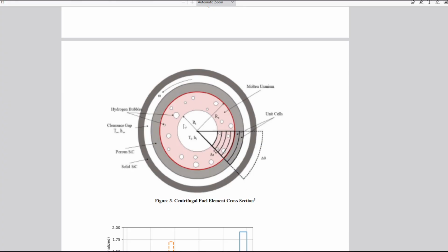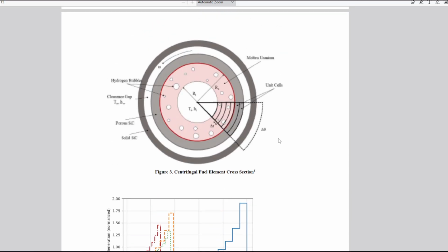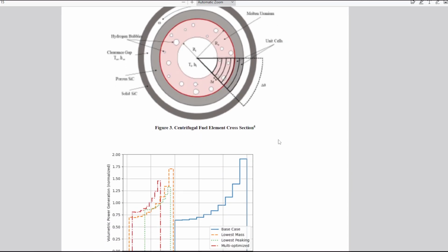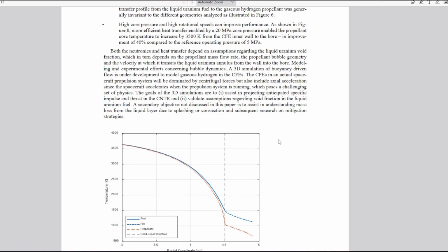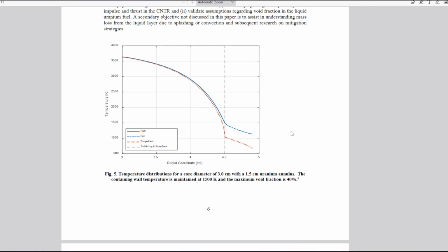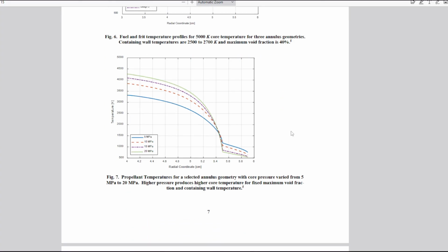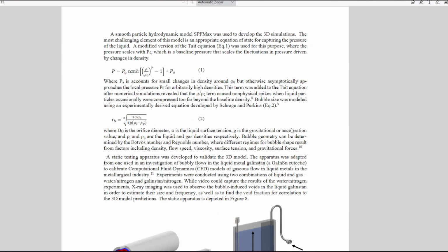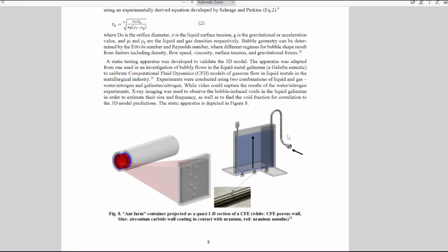So this is the fuel element cross-section. What we see is the hydrogen bubbles in the middle, and then molten uranium. And I have to admit, they sure seem like they're in close contact. Right? So this is my question with the centrifugal nuclear thermal propulsion. If we're going to spew out the nuclear fuel, wouldn't I just want one of the obviously dirtier ones that get much better performance? Why would I want this, is the question.